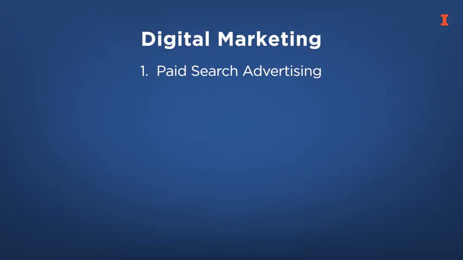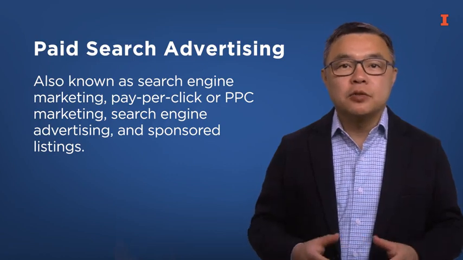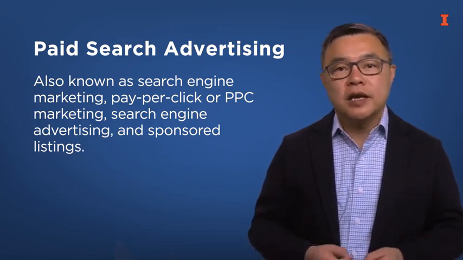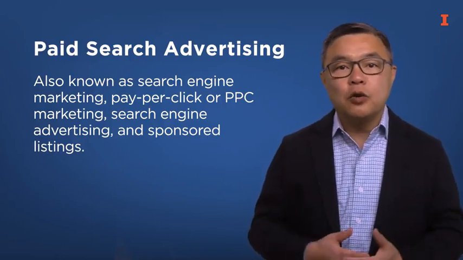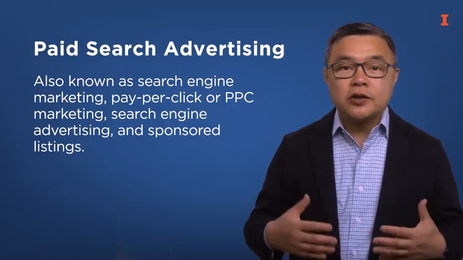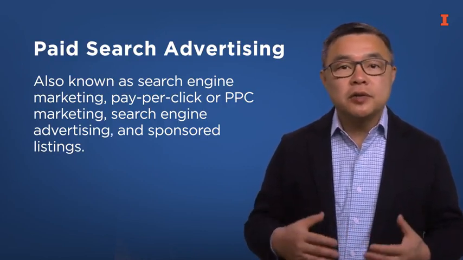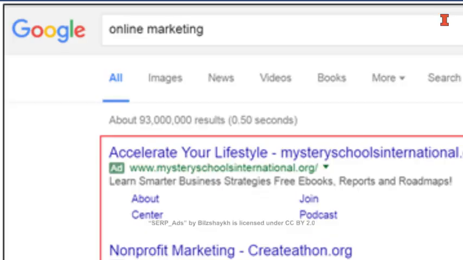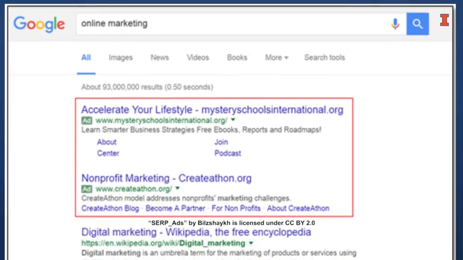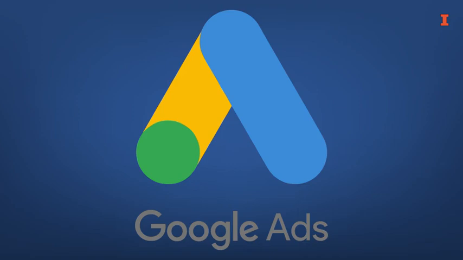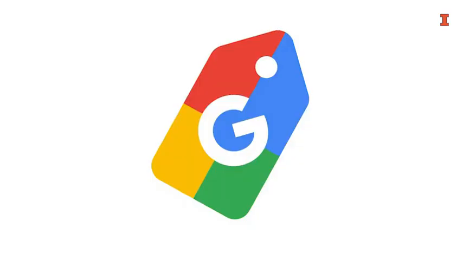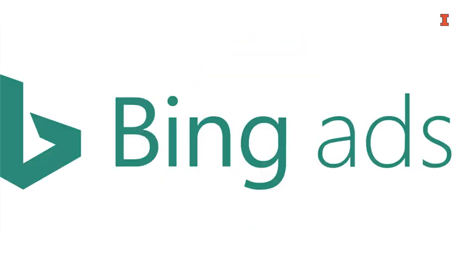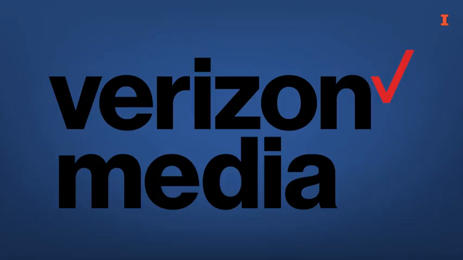First, a staple in digital marketing is paid search advertising. Paid search marketing is known in the marketing and advertising industry by many names, such as search engine marketing, pay-per-click or PPC marketing, search engine advertising, and sponsored listings. Many services and platforms facilitate paid search marketing, such as Google Ads, formerly known as Google AdWords, Google Product Listing Ads, Google Shopping Ads, Bing Ads, and Yahoo Verizon Media, among many others.